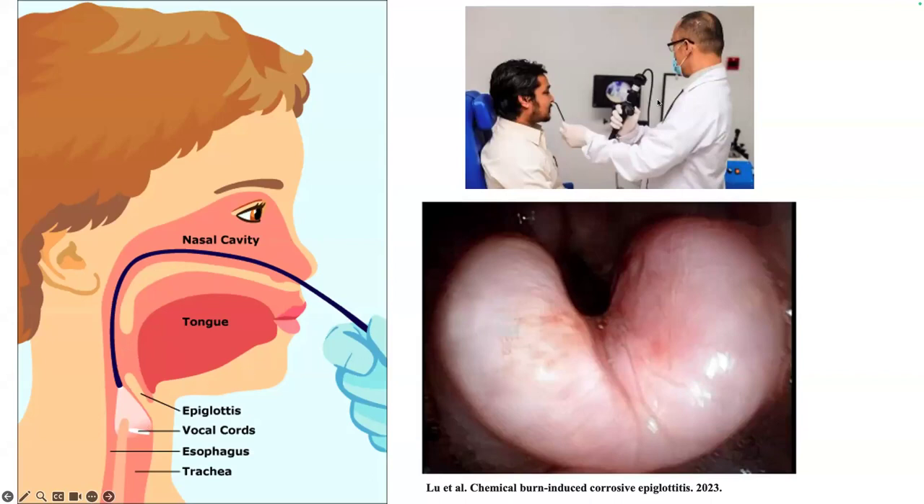You can see here someone doing this in the office, but we do this in the emergency department or in the hospital too. And if I were to do that in a patient I thought might need airway protection, but I wasn't sure, and I were to see, for example, this very swollen epiglottis, that would push me towards intubating them immediately rather than waiting. Likewise, if I saw very swollen vocal cords, I might think about that as well.